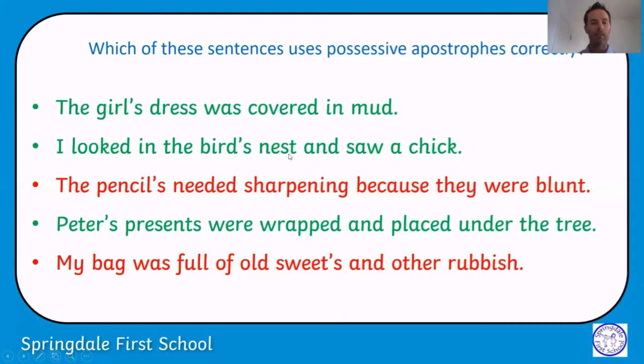It owns a nest. Pencils needed sharpening. Well, this is saying it's an owner, but it's not owning anything. So that should just be a plural. I do not need that apostrophe up there. Fantastic if you're able to work that out. Peter's presents were wrapped and placed under the tree. Peter is my owner. What does he own? Some presents. And my bag was full of old sweets and other rubbish. The sweets could be an owner, the sweet's wrapper, but it's not owning an object. So this one is just a plural. I don't need that possessive apostrophe.